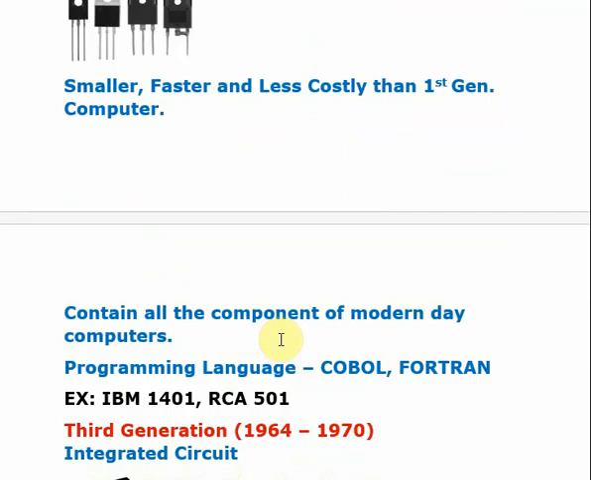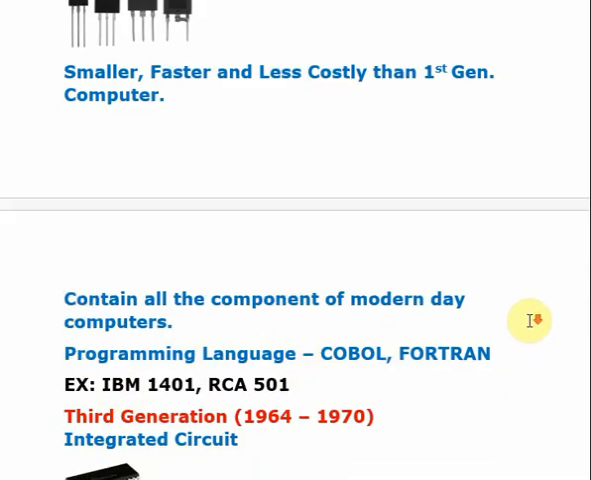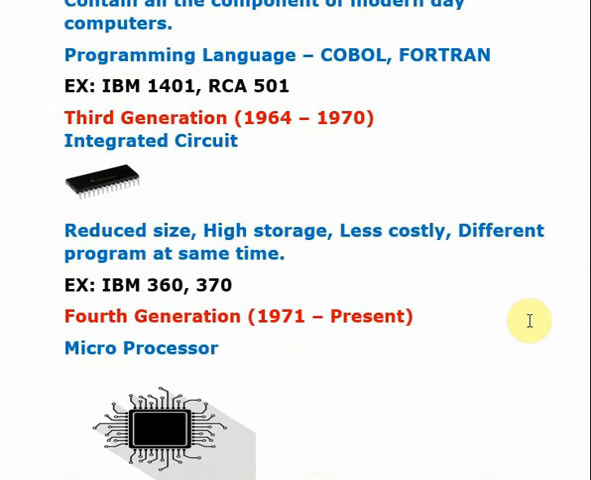right. The second generation contains all the components of modern day computers: printers, input devices. Then here computer programming was also used. This is the program used here, the second generation. You should remember this: COBOL, Fortran, right. These are the languages used in second generation computers. These are the examples. Then third generation, integrated circuit, right.